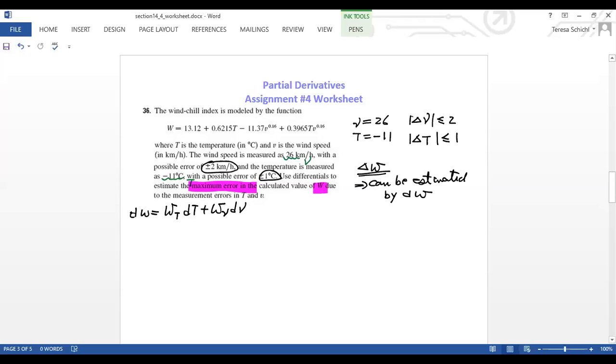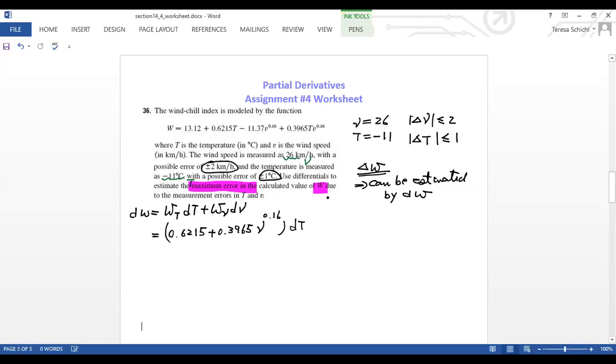Okay, so now let's take a look at the derivatives here. The partial of W with respect to T, right? So this first term is a constant, so I have 0.6215. Then this one becomes constant. Then the last term has a T, so when you take the derivative, it will be plus 0.3965. T disappears, but the V is still there, it's V to the 0.16. The whole thing is multiplied by dT, correct?